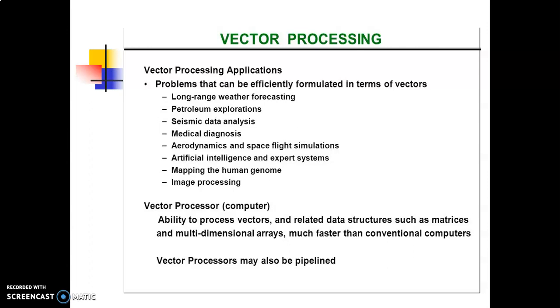And what is basically a vector processor? It has the ability to process vectors and related data structures such as matrices and multi-dimensional arrays. We know that a vector in programming is called an array, and it is processed in a much faster way than on a conventional computer. A vector processor may also be pipelined, because, as we know earlier, the pipelining process is one example of implementing parallel processing.